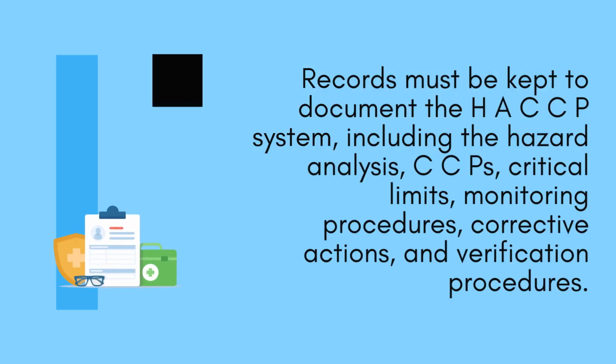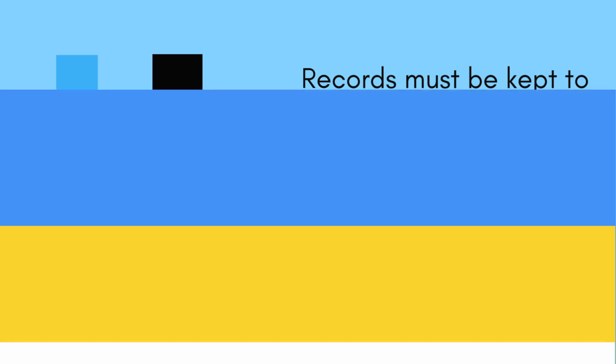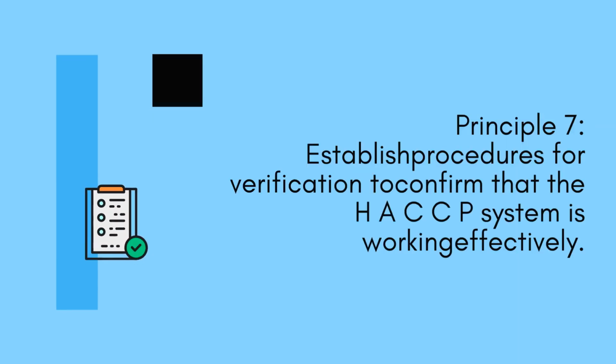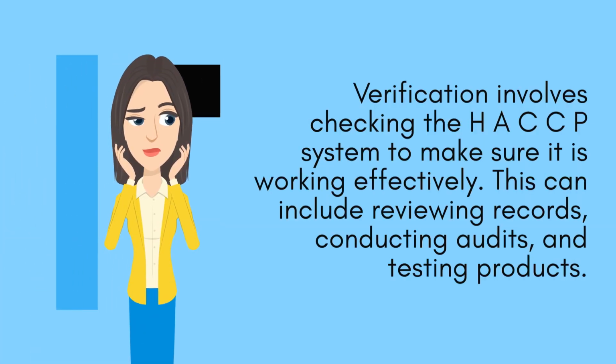Records must be kept to document the HACCP system, including the hazard analysis, CCPs, critical limits, monitoring procedures, corrective actions, and verification procedures. Principle 7. Establish procedures for verification to confirm that the HACCP system is working effectively. Verification involves checking the HACCP system to make sure it is working effectively. This can include reviewing records, conducting audits, and testing products.